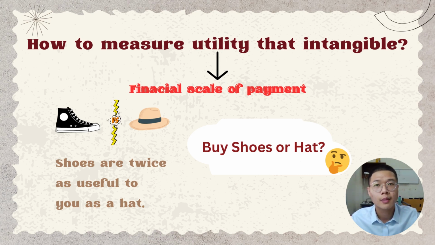Take for example, buying a shoe or a hat. If you think shoes are twice as useful to you as a hat, you are willing to pay twice as much for a shoe as for a hat. So we can conclude that the shoe gives you twice as much utility.